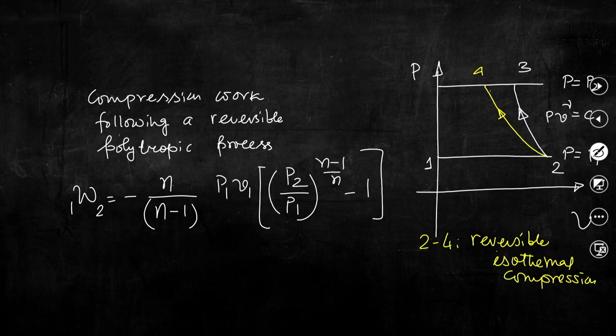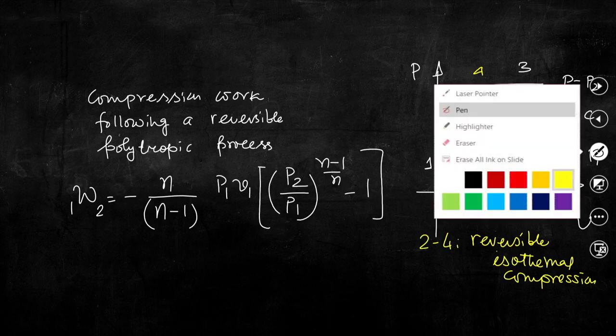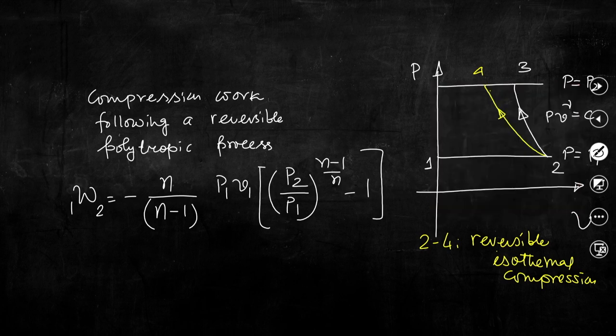And then, what would be the reversible polytropic process? The reversible polytropic process is in between these two, and this is 3 prime. So, 2 to 3 prime is reversible polytropic compression.